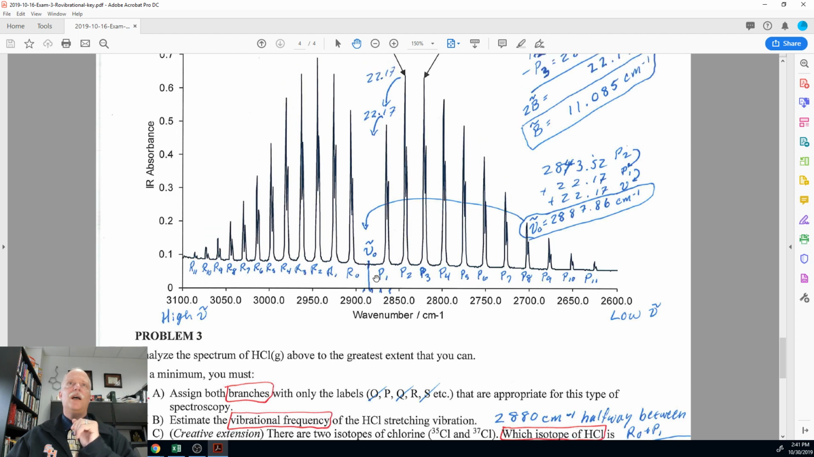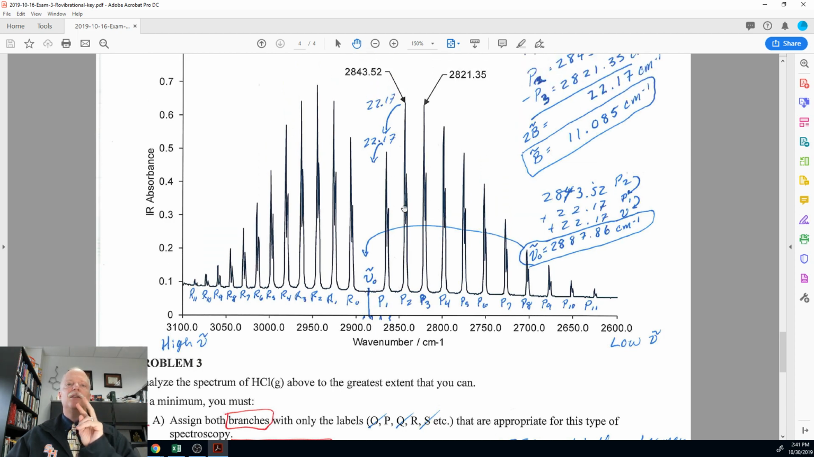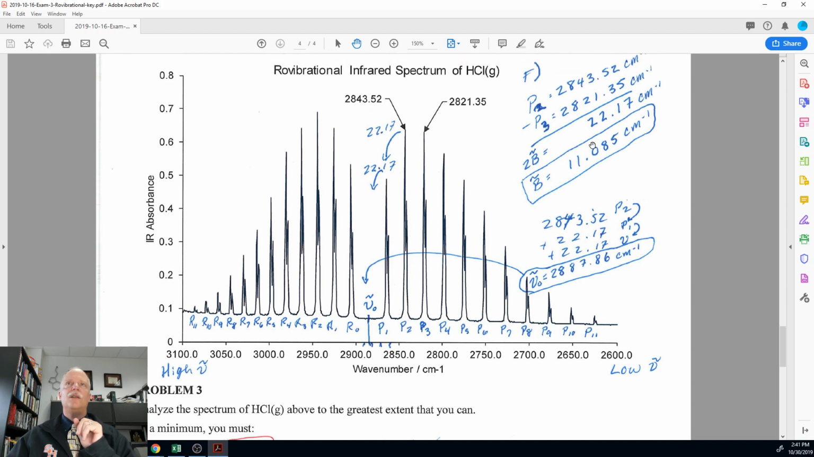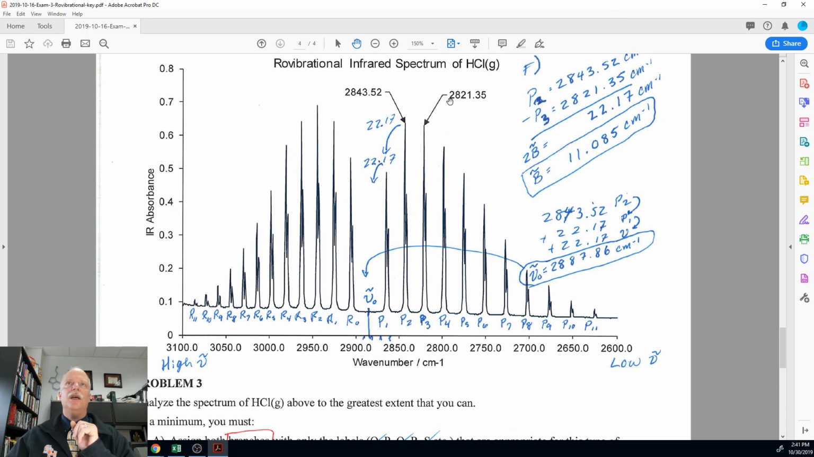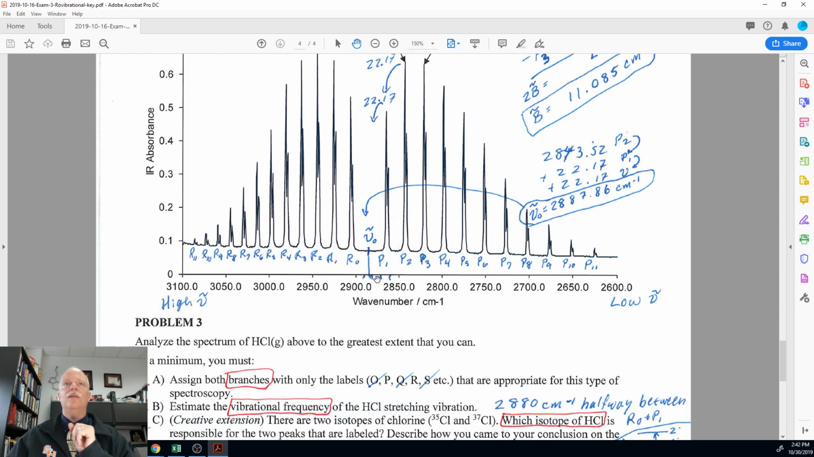There's another more accurate way to calculate this. The spacing in this line is 2 times the rotational constant, and we'll get to the rotational constant in a second. But if you look at the difference between these two lines, the difference between this P3 and the P2 line is 22.17 wave numbers. If we subtract it from 2843, we get to the P1. If we subtract it again, we get to this new zero line. So 2843 minus two of those gaps gives us 2887.86. This would be a very accurate measurement of that vibrational frequency. This would be a decent estimate just by looking at it by eye.